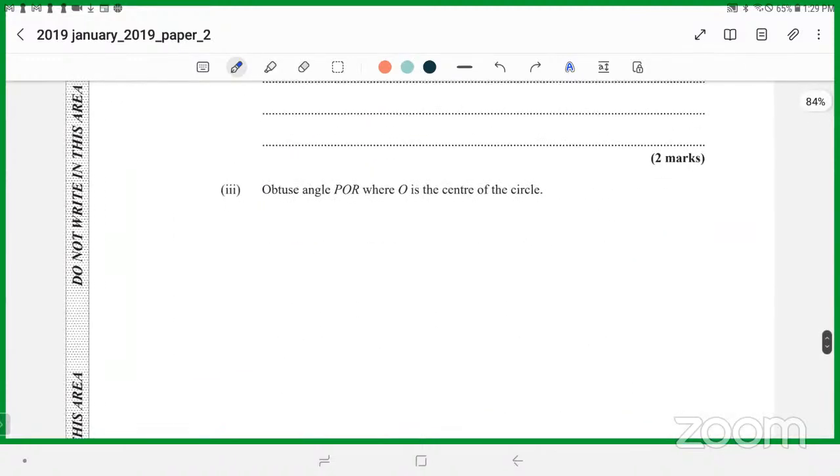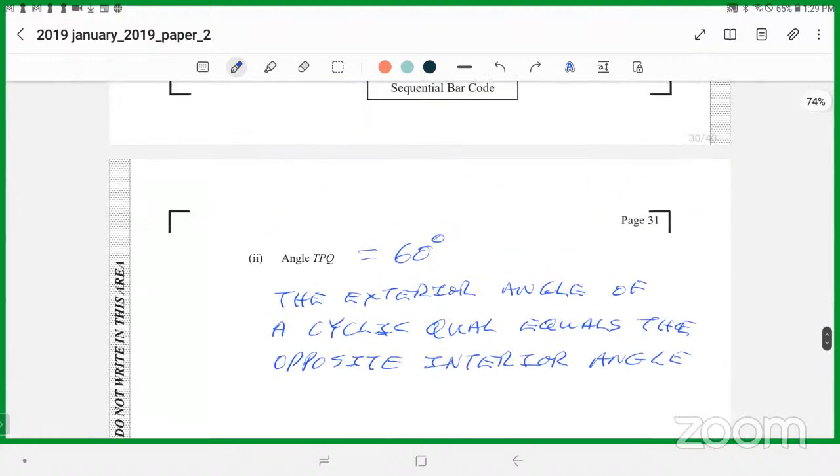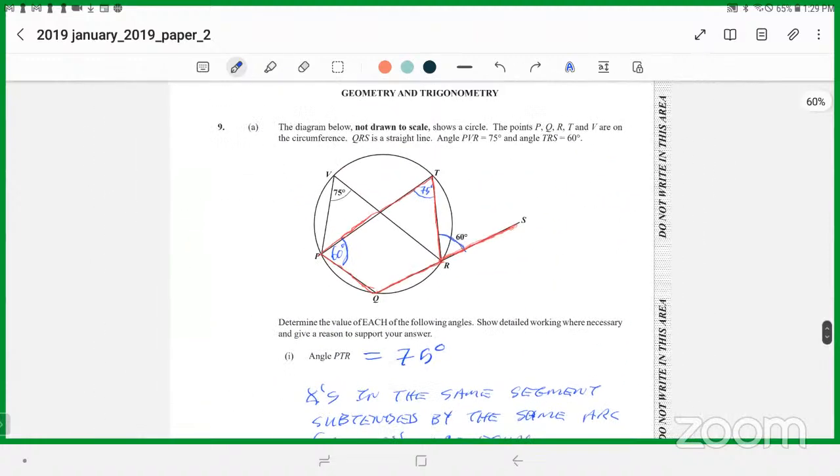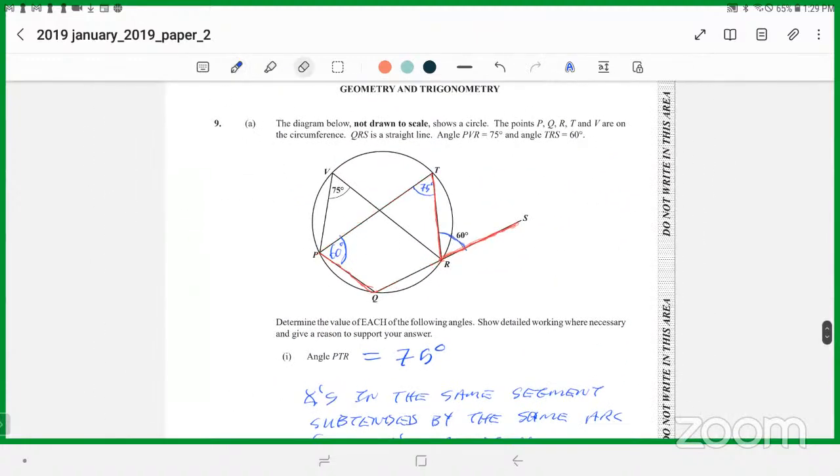They want us to find the obtuse angle POR, where O is the center of the circle. I know they did not show us O on the diagram, but I want us to find angle POR. Let's put it on and look at it. All right, let's take this off. So I want us now to find angle POR. I'm going to take out the 60 degrees here, it's in the way.